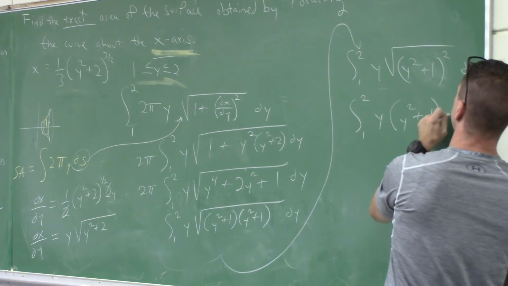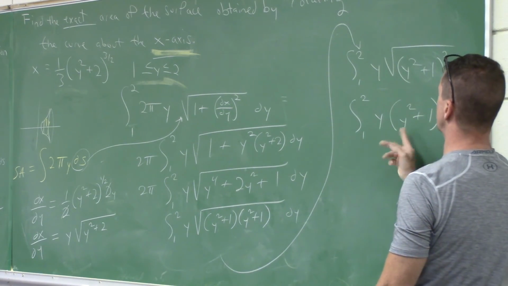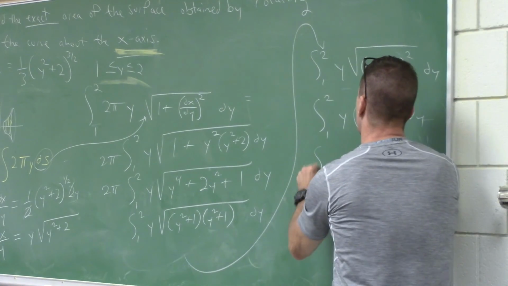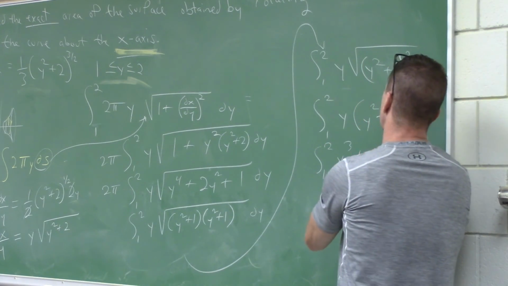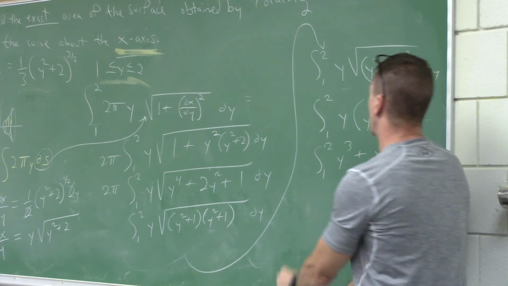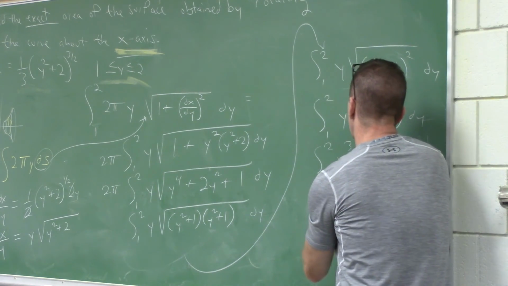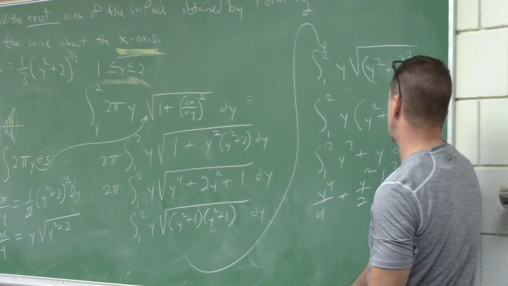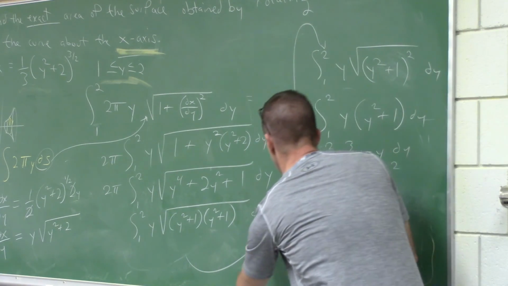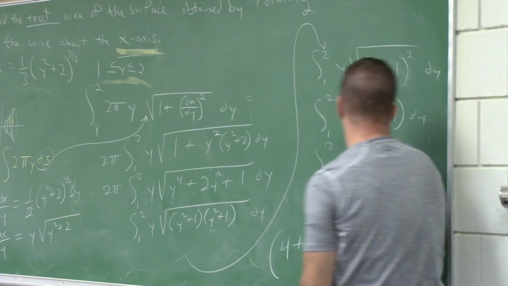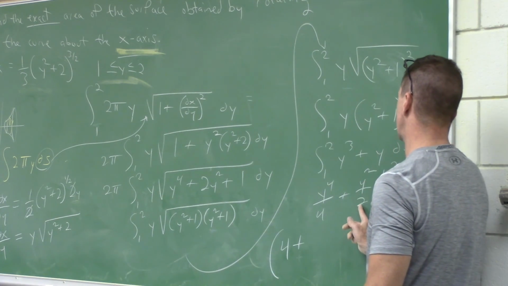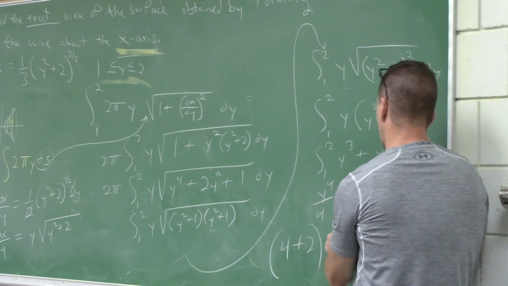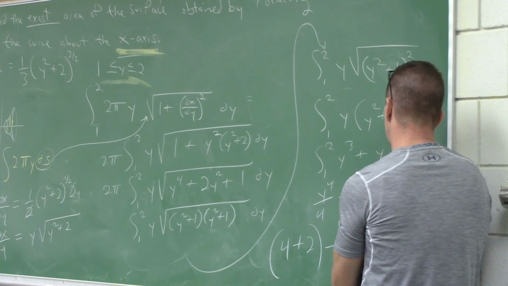This just becomes a y squared plus 1. No u-substitution needed, just distribute. What's that distributed? y cubed plus y. All right. y to the 4th over 4, y squared over 2, from 1 to 2. All right, what's 16 over 4? 4. Over 2. Minus 1/4 plus a half.